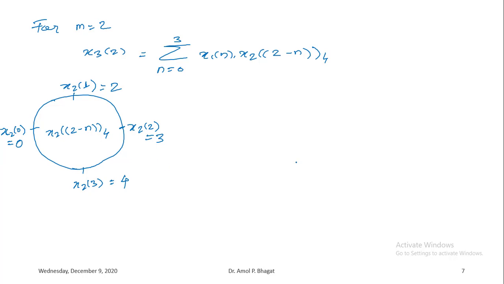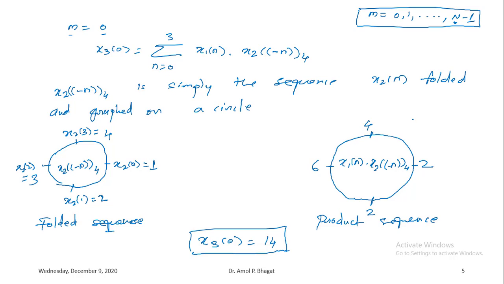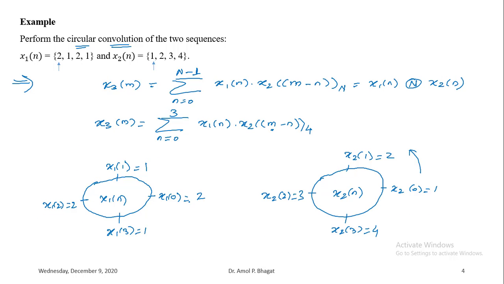So again, we'll be multiplying this x2 of 2 minus n with x1 of n as per this formula. So x1 of n multiplied by x2 of 2 minus n, right? So again here the value is 3, so 3 multiplied by 2, so it will be 6, right?